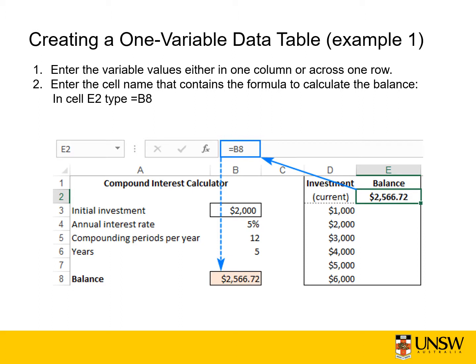As the first step, we should enter the variable values either in one column or across one row. In this example, we're going to create a column-oriented data table. Therefore, we type 1000 to 6000 from D3 to D8 and leave one blank column to the right for the outcomes. Now we should enter the cell name that contains the formula to calculate the balance. We should enter the name of this cell in the cell that is one row above and one cell to the right of the variable values. Therefore, in cell E2, type B8.